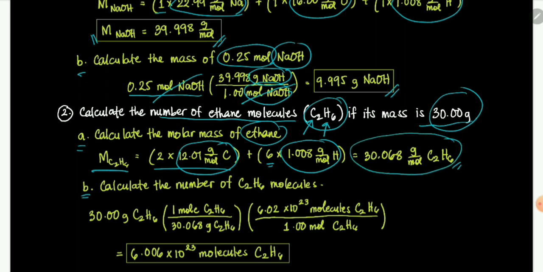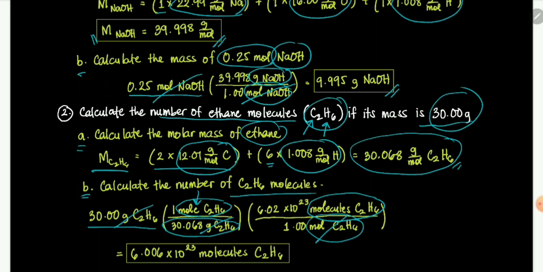So for the next step, calculate the number of C2H6 molecules. So from the mass, i-convert muna natin siya sa number of moles by multiplying 1 mole of C2H6 per 30.068 grams C2H6. So that's the molar mass of ethane. So binaliktad lang natin para nasa ibaba yung mass at makakancel siya. So ang matitira ay yung unit ng moles. So meron na tayong moles ng C2H6. And then, imumultiply natin siya sa Avogadro's number. Kasi 1 mole of C2H6 means it has 6.02 times 10 to the 23rd molecules.